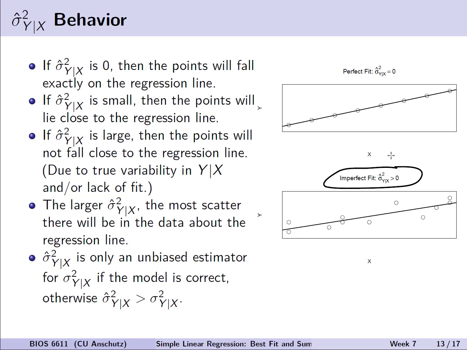It's also useful to note that sigma hat squared y given x, our MSE estimate, is only an unbiased estimator of the true MSE if the model is correct. Again, if we have a perfect fit. Otherwise, it will be higher than the actual true value because it has to account for the variability in our data.